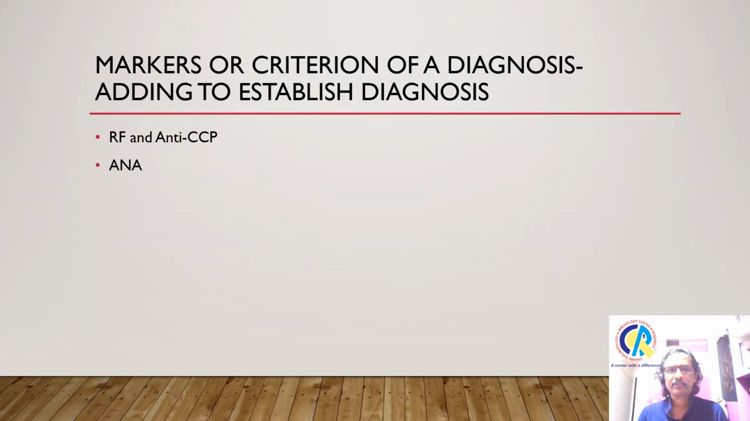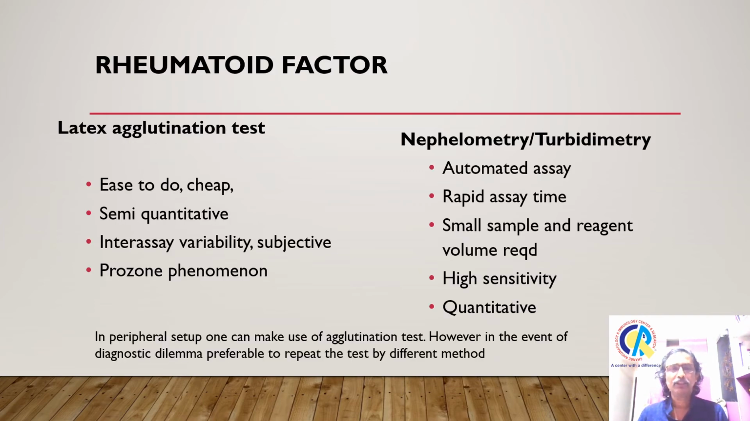The other markers, especially those used as criteria for diagnosis, are rheumatoid factor and anti-CCP, which are part of the ACR-EULAR scoring system for diagnosis of rheumatoid arthritis. Anti-nuclear antibody has been taken as an entry criterion, and it should be positive at 1 in 80. When it is positive, one can consider moving towards the scoring system for systemic lupus erythematosus. So the presence of these markers does not necessarily always lead to the diagnosis.